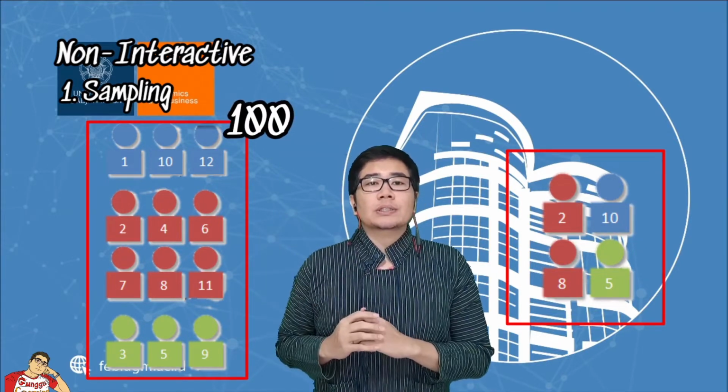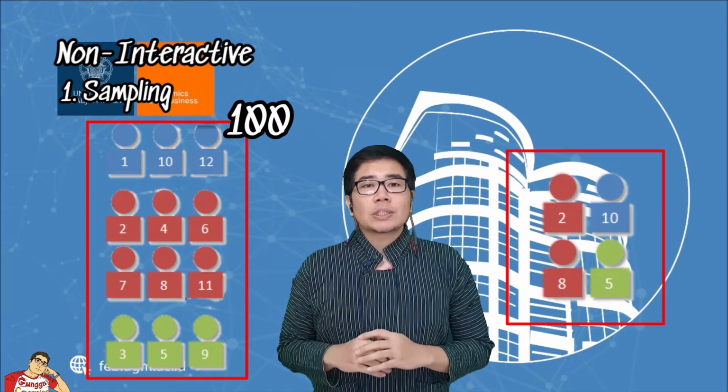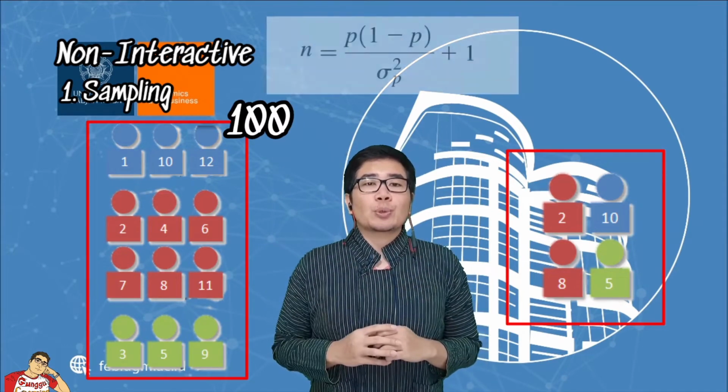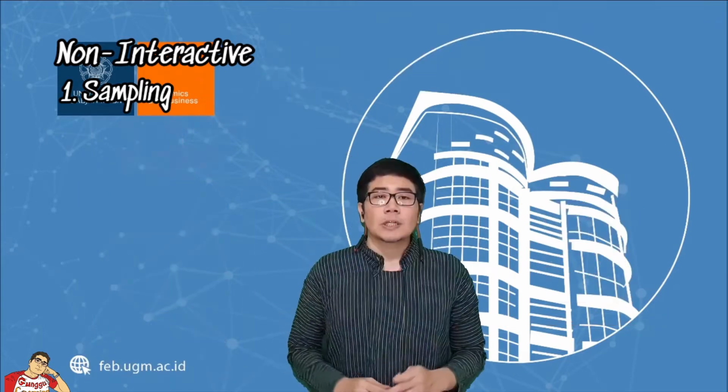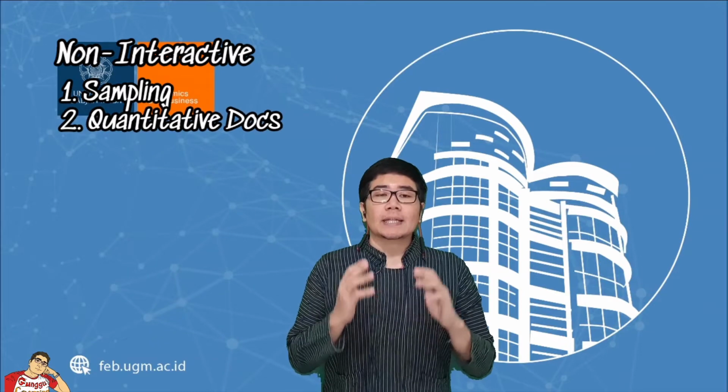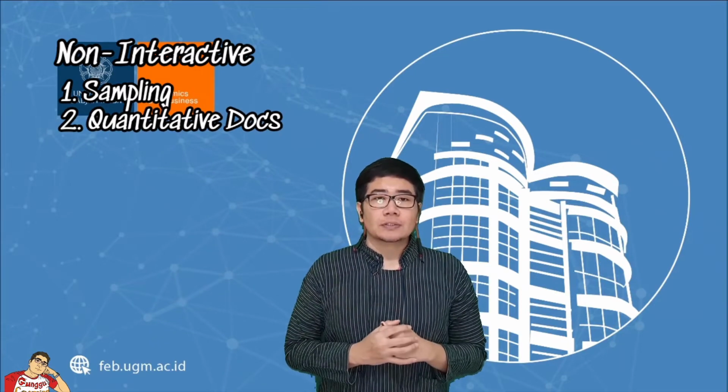we have a population of 100 respondents with different characteristics separated by colors. Then after we calculate by using a certain formula, we can get a certain number of samples that can represent the population. The second method is the quantitative document analysis.